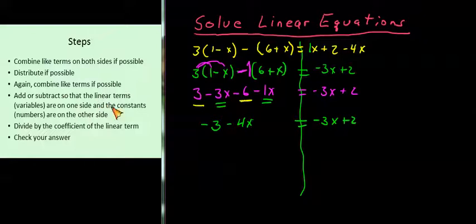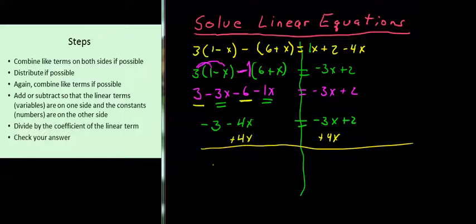Add or subtract, so the linear term, I keep using that expression, the negative 4x is my linear term. The negative 3x is my linear term. So I'm going to add or subtract. In this case, I'm going to add 4x to both sides. I'm adding. That's going to make this positive over here. I get negative 3. Those cancel. Negative 3 plus 4, positive 1x plus 2.